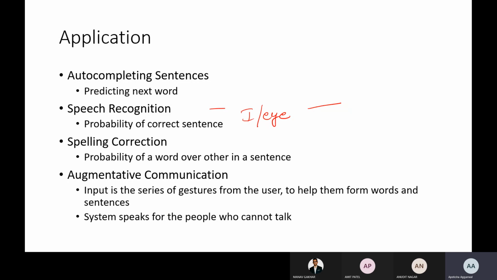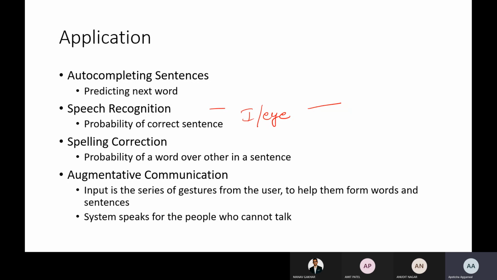Okay, so input is a series of gestures from the user, and a set of words is generated, out of which the word with the highest probability is returned. So that means the human wants to communicate this thing. This is called augmentative communication. Okay, so there are many more applications of this where these n-grams are used.